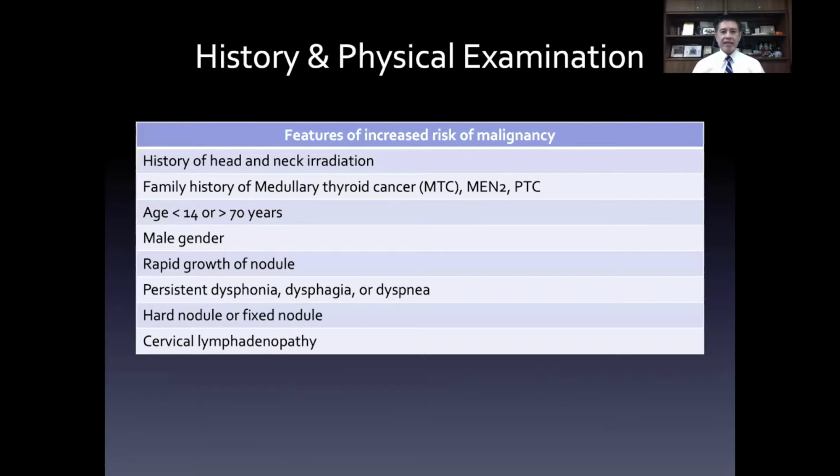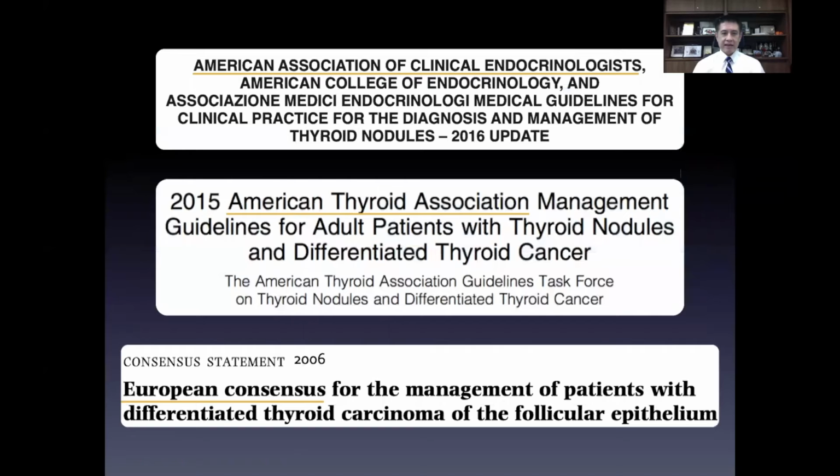We start with the history and physical examination, and these features of increased risk of malignancy are familiar to us. In the workup of thyroid nodules, I took the recommendations from the AACE and ATA guidelines, as well as the European Consensus Statement.